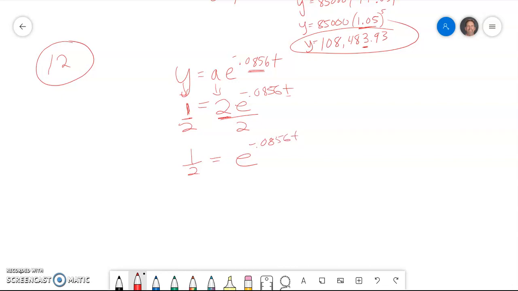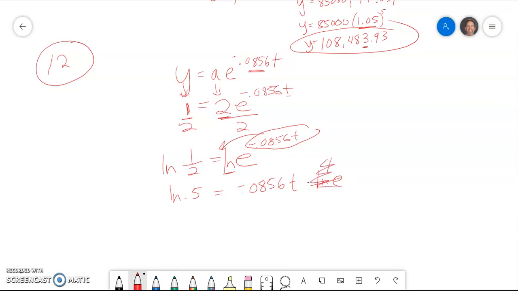Now I want to solve for t. He's up in the exponent and I want to get him down on the ground. So the way I do that is I'm going to ln both sides. I could also log both sides, but ln is what you want to use. So we drop an ln in there, okay? And so basically the exponent goes out front, and the ln of 0.5 I can do on a calculator later, but this becomes negative 0.0856 t times the ln of e. Now remember, the ln of e is just 1, so that just disappears.